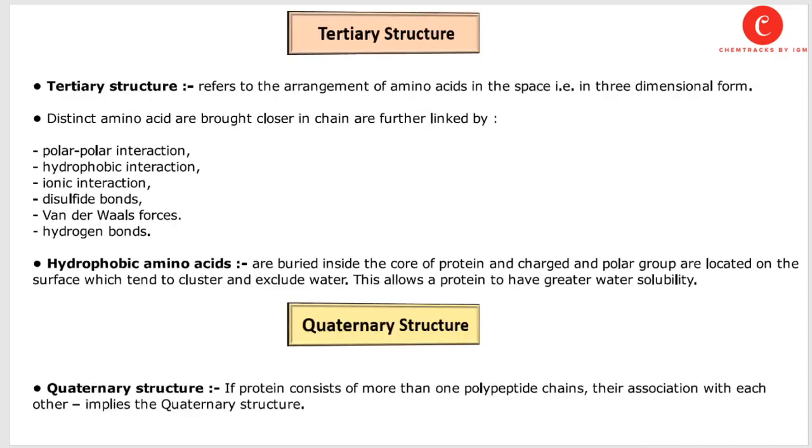Next is the tertiary structure. Tertiary structure refers to the arrangement of amino acids in space, like the three-dimensional form. Distinct amino acids are brought closer in a chain or further linked by different interactions or forces of attraction like polar-polar interactions, hydrophobic interactions, ionic bonds, disulfide bonds, van der Waals bonds, and hydrogen bonds.